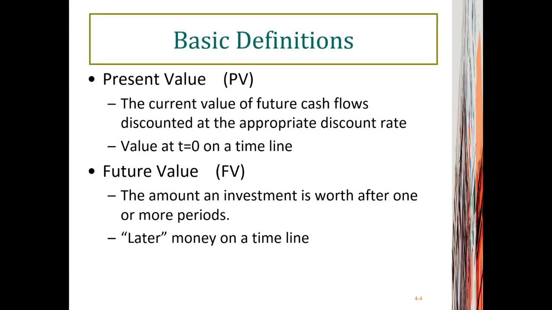Now let's start with the definition of both present value and future value. The present value is the current value of future cash flows discounted at an appropriate discount rate. And present value is the value at time zero on a timeline. The future value, on the other hand, is the amount an investment is worth after one or more periods. It's later money on a timeline.